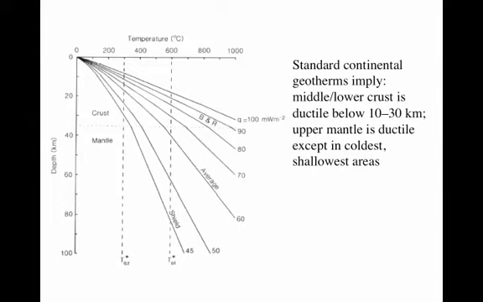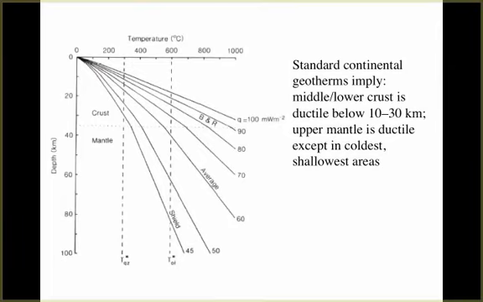If we look at standard continental geotherms, so how temperature increases with increasing depth in the earth, these imply that for an average crust, the middle and lower crust are ductile below about 10 to 30 kilometers depth, and that the upper mantle is ductile except in just the coldest, shallowest parts of that uppermost mantle.